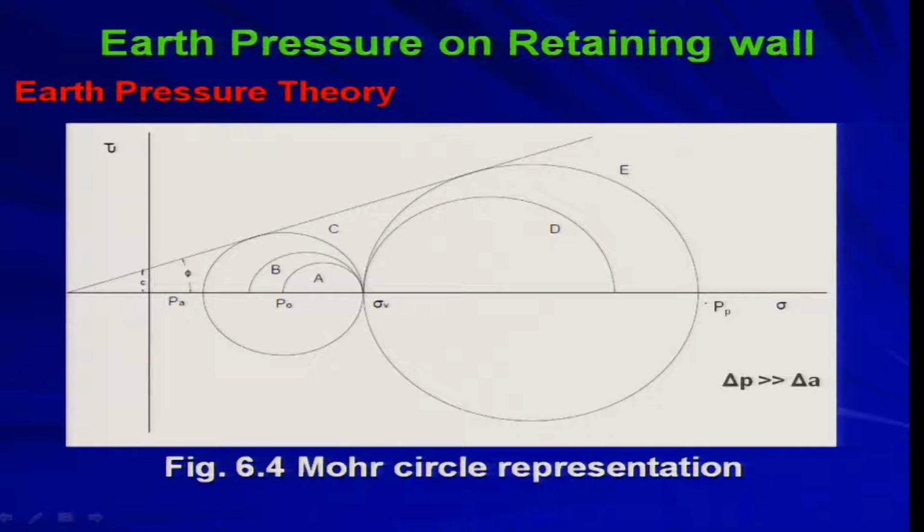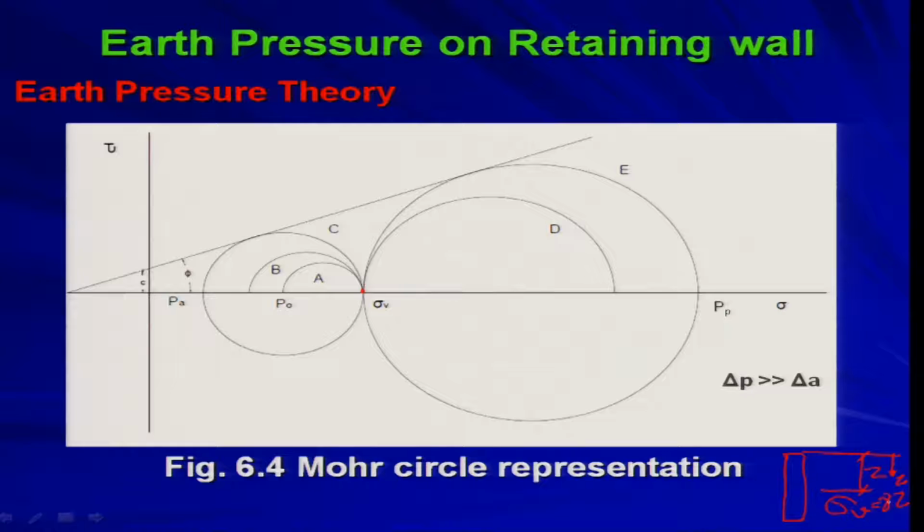Now, this is the Mohr circle representation. What is happening here? Say at rest condition, which we are considering, this is sigma v. What is sigma v? That is the vertical stress. If this is my wall, and this is the z direction, at any depth z I can calculate sigma v, the vertical stress. That is gamma into z, where gamma is the unit weight of the soil and z is the depth.